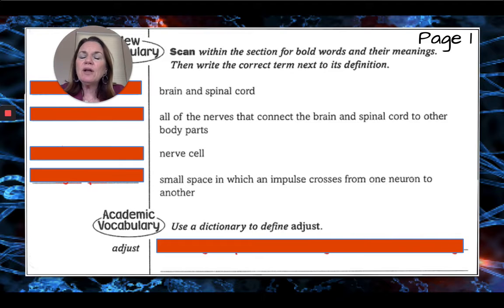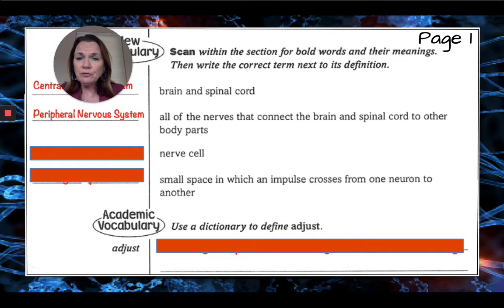A couple of vocab. Central nervous system. When we're talking about the central nervous system, we're basically talking about the brain and the spinal cord. We said that the nervous system was divided into two parts, the central nervous system and the peripheral nervous system. The peripheral nervous system are all the nerves that connect the brain and the spinal cord to all the other body parts. So the central is the brain and spinal cord, the peripheral, all the nerves.